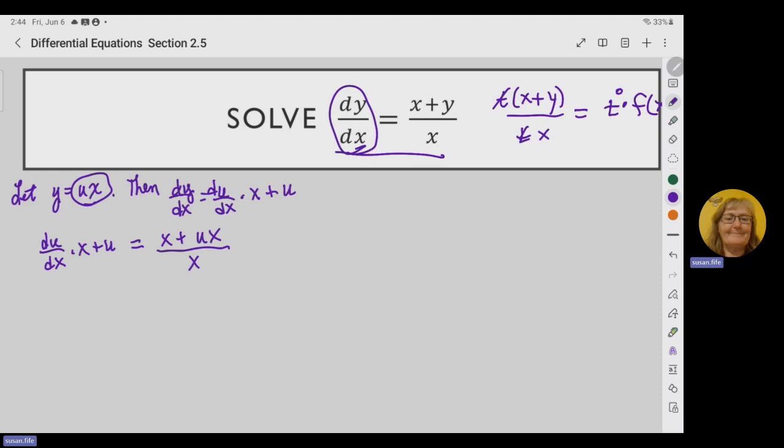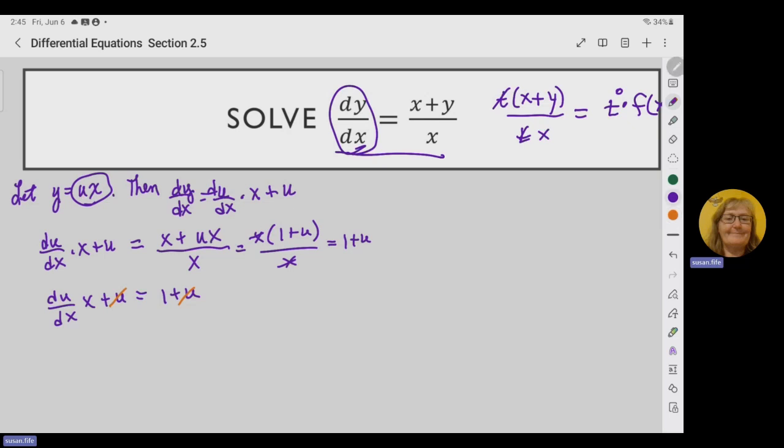So right away, you might notice that you can simplify the right side. You can factor out that x in the numerator, and those x's will cancel to leave us with 1 plus u. So our equation becomes du over dx times x plus u equals 1 plus u. And then we could subtract the u off from both sides, and those will cancel. So I have du over dx times x is equal to 1.